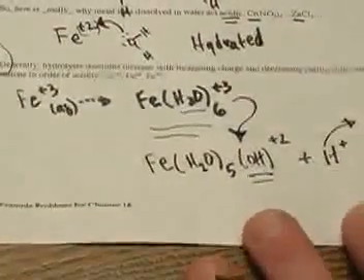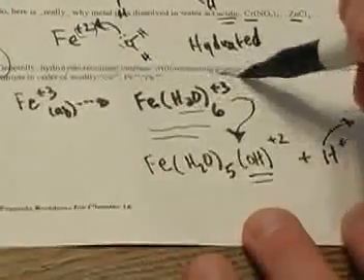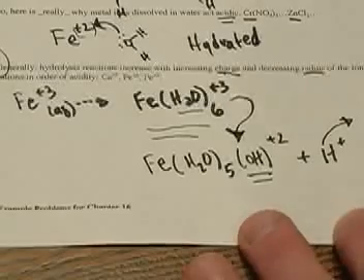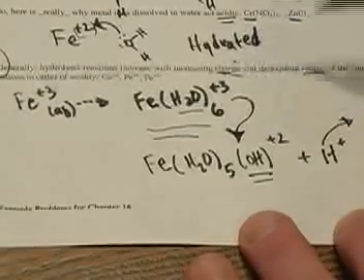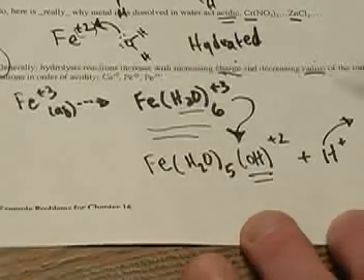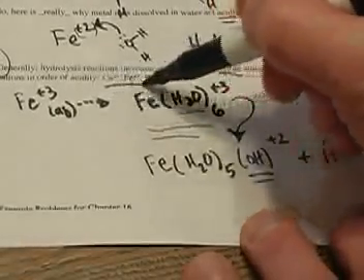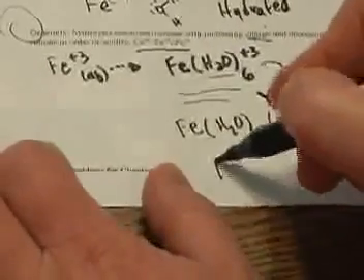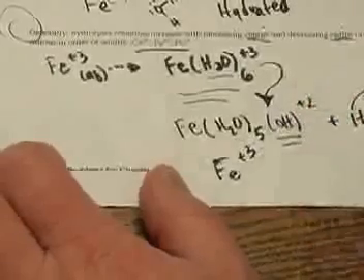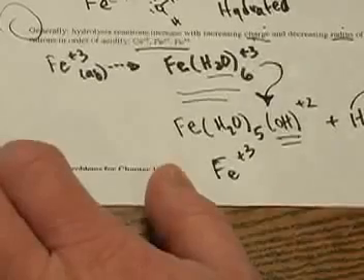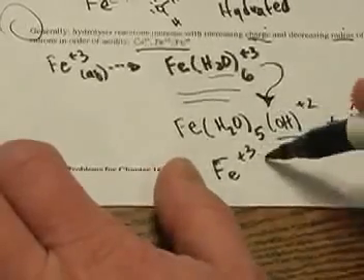So let's take a look at generally hydrolysis reactions with increasing charge and decreasing radius of the ion. In other words, things become more acidic as the charge gets bigger and as the radius decreases. List the following cations in order of acidity. Well, the one that's going to be the smallest and with the biggest charge is going to be Fe+3. They get smaller as they lose electrons, remember, because they keep the same number of protons. And this also has the greatest charge. So this would be my most acidic.